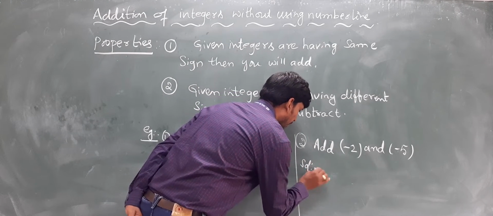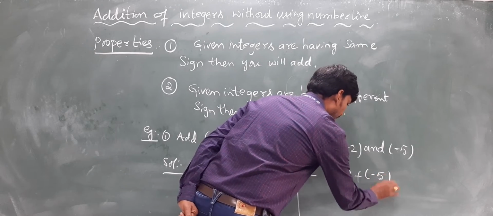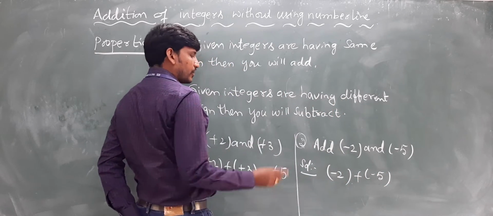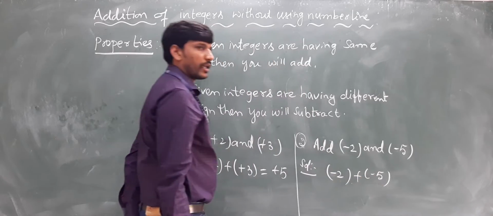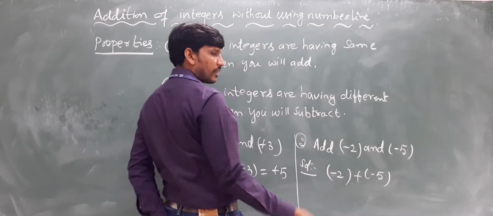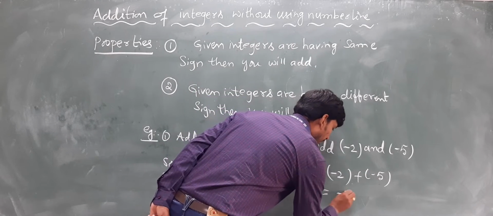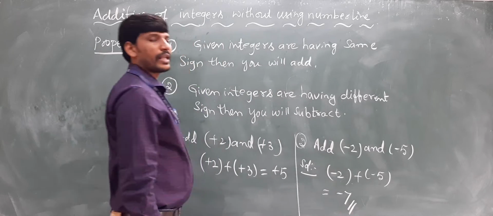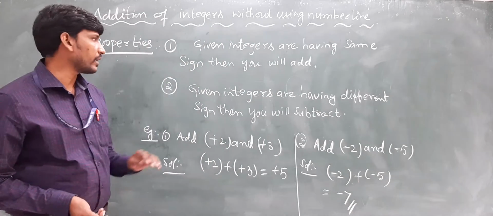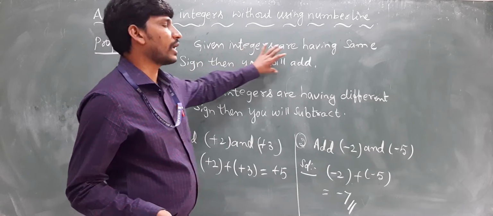Minus 2 plus minus 5. Both are having negative sign. You just add the numbers directly. 2 plus 5 is equal to how much? 7. And keep the sign at the end, which is equal to minus 7. Keep the sign for the answer. Clear everyone here? So given integers having the same sign, then you will add.